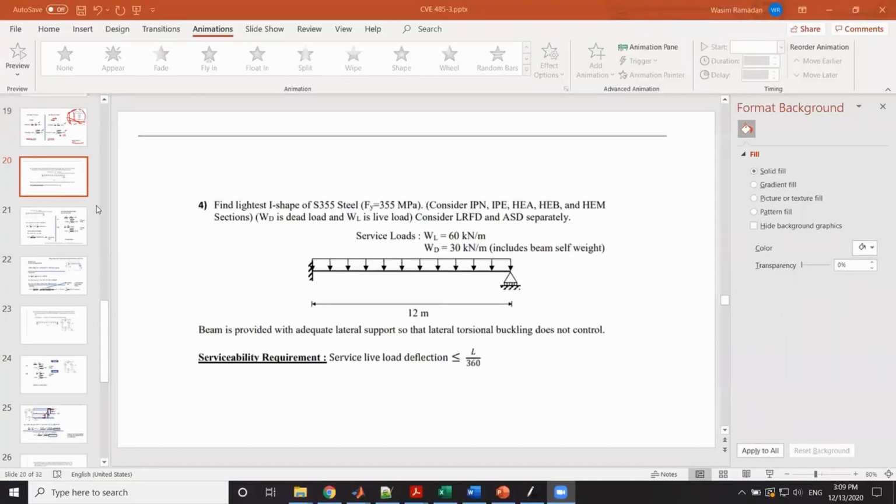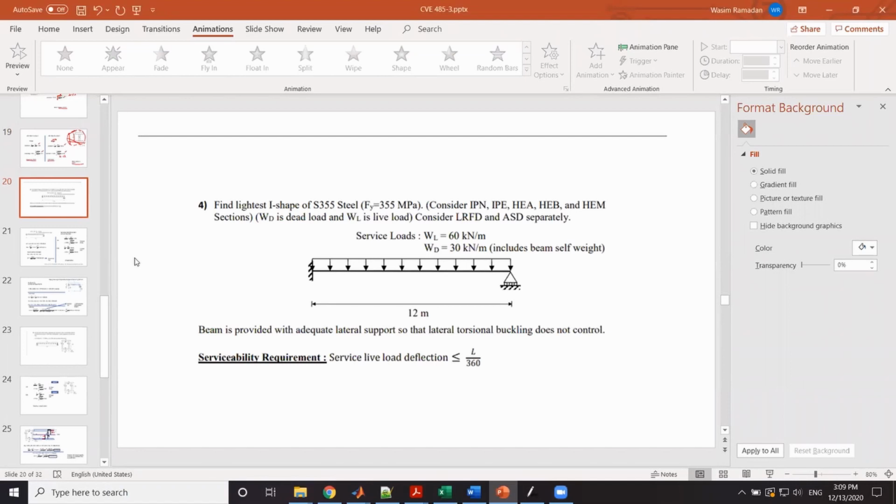So we're back again. I will start sharing my screen again and continue solving the problems. Okay, now we will continue with problem number 4.